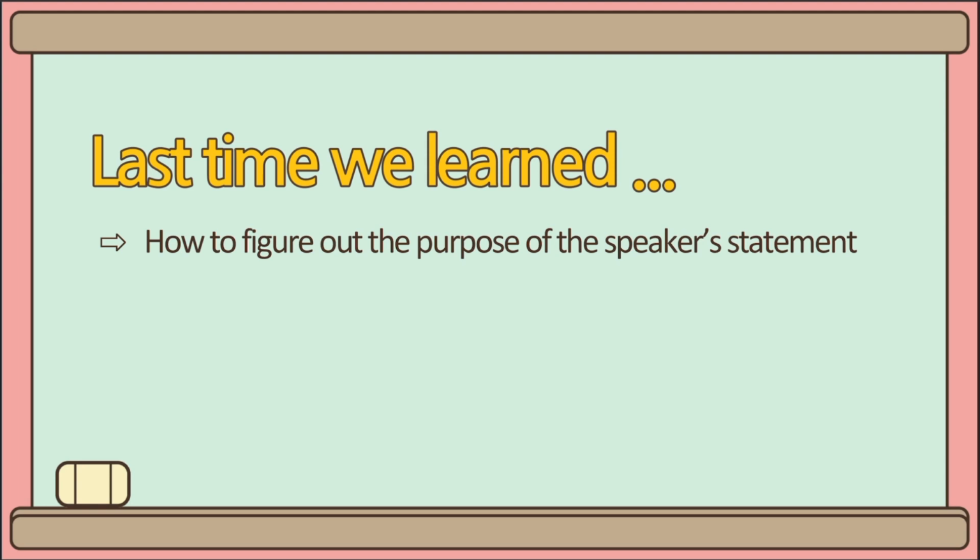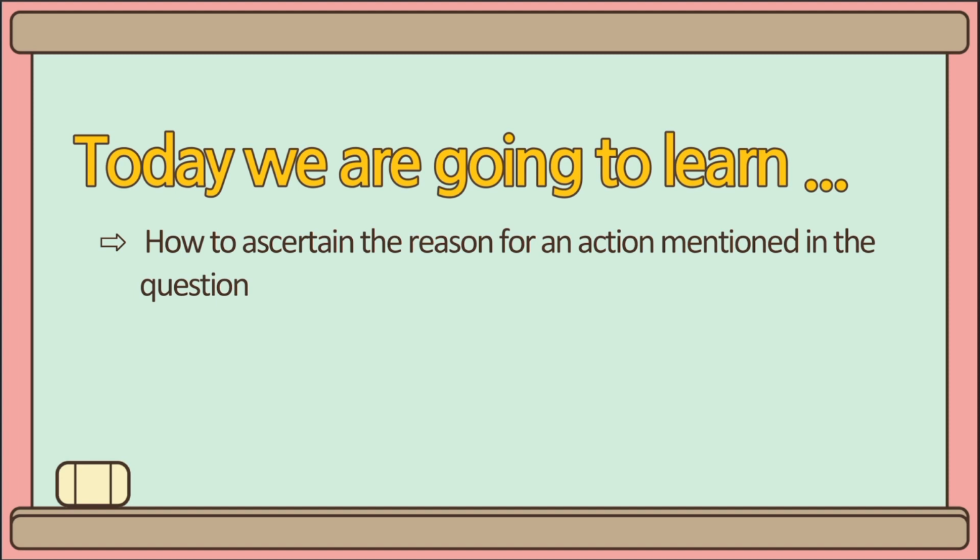Last time, we dealt with how to handle the 7th question type of the listening section, which involved figuring out the speaker's purpose in making certain statements. Today's class will cover the 8th or the last question type, which will require you to ascertain the reason for an action based on the conversation. Let's get started on page 80.